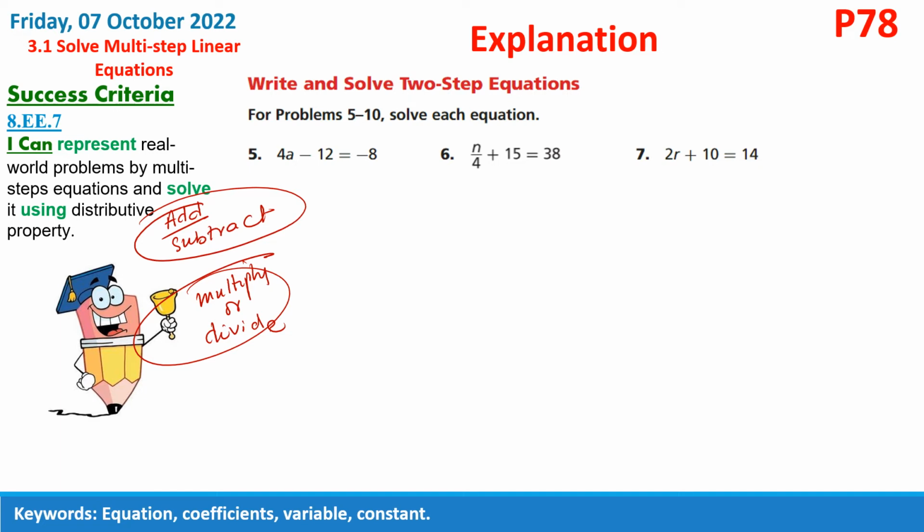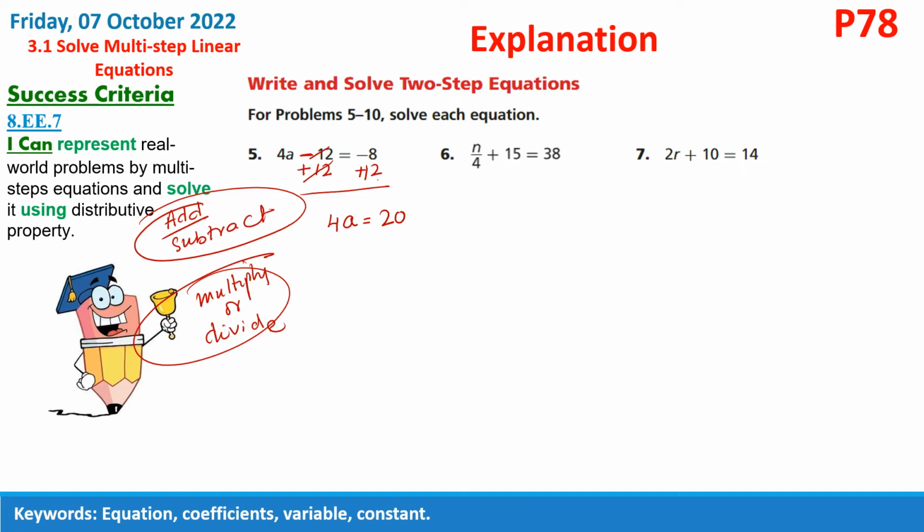4a minus 12 equals minus 8. So first thing is that here some number is subtracting. It is minus 12. So what do you do? You write here plus 12 and on the other side also write plus 12. Okay. So minus 12 plus 12 cancel. What is left? 4a equals 12 plus 8, which gives us 20.